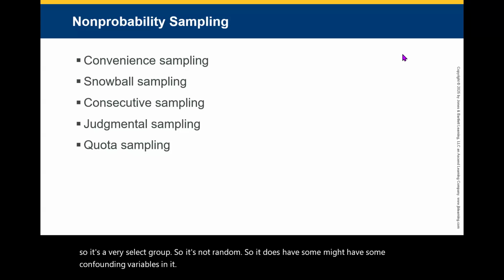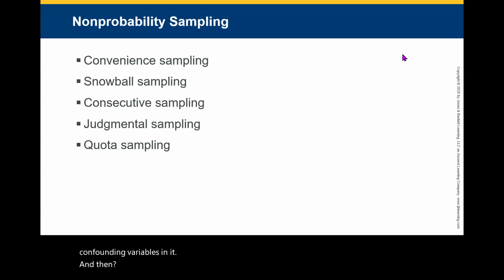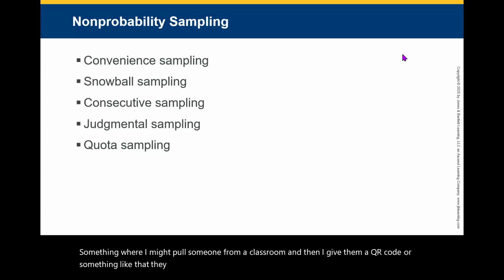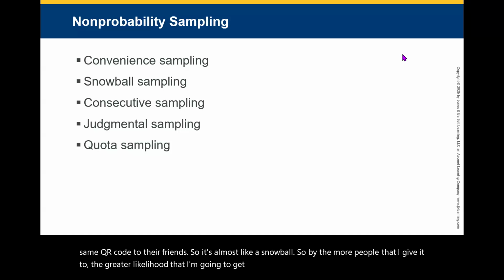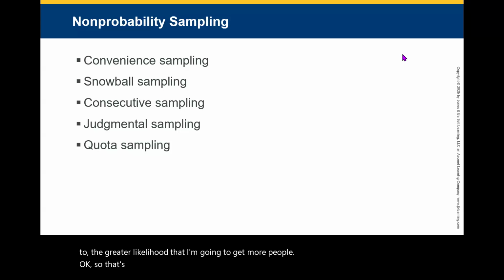And then snowball sampling is when I might pull someone from a classroom and then I give them a QR code or something like that, that they can then give to their friends. And then those people can give that same QR code to their friends. So it's almost like a snowball. The more people that I give it to, the greater likelihood that I'm going to get more people. Okay, so that's an example of snowball sampling.